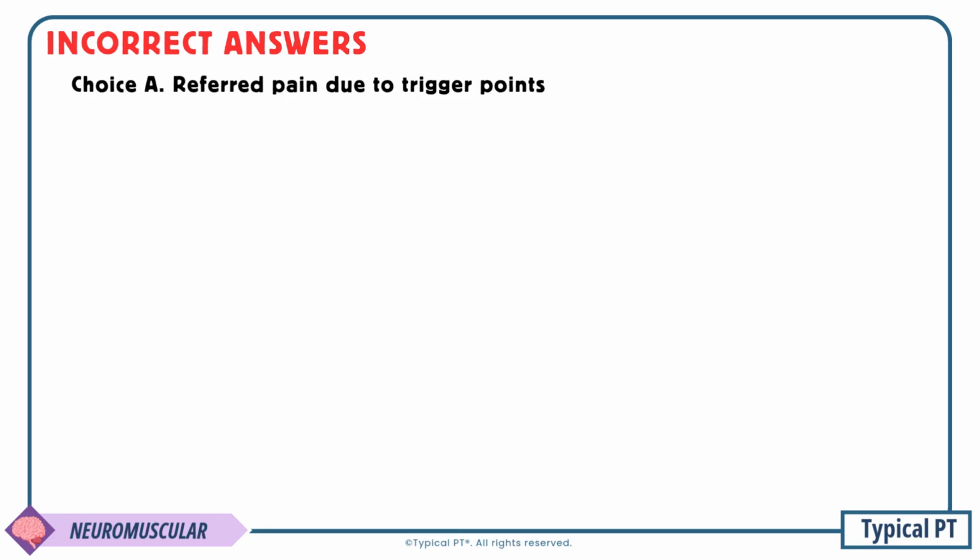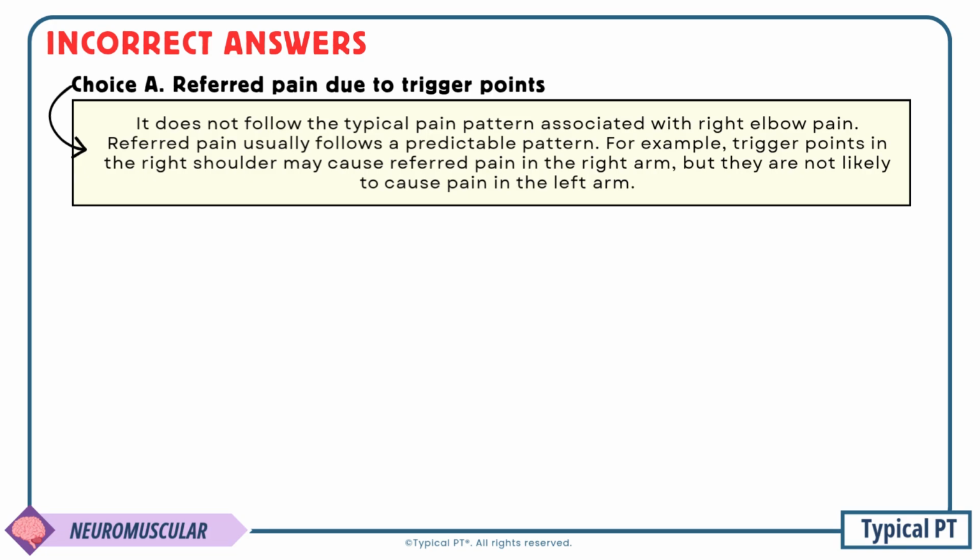Now, let's quickly review why the other choices are incorrect. Answer choice A, referred pain due to trigger points, is incorrect because it does not follow the typical pain pattern associated with right elbow pain. Referred pain usually follows a predictable pattern. For example, trigger points in the right shoulder may cause referred pain in the right arm, but they are not likely to cause pain in the left arm.